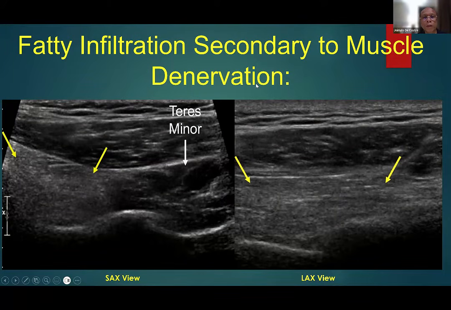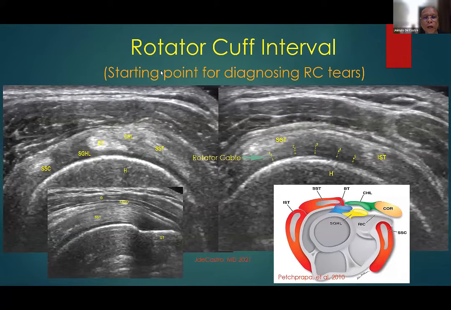If you talk about diagnosing tears, you will notice here that it is very important to always begin your scanning where the RC tears usually occur. And so I would say the rotator cuff interval is the most common site of the beginning of tears. So here, this is a very common site to check for your rotator cuff tear, and that you will be able to see the details of whether you're dealing with an abnormal shoulder or not.